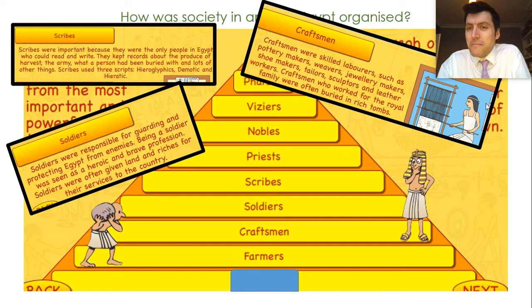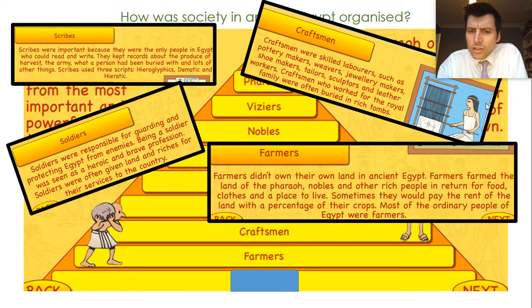There were craftsmen, they made things: pottery, weavers, jewelry, lots of things. And if you were really skilled, you might make something for the royal family, and where they were buried in their rich tombs. So when members of the pharaoh's family got buried, they would get buried with lots of riches. Also, we had farmers.